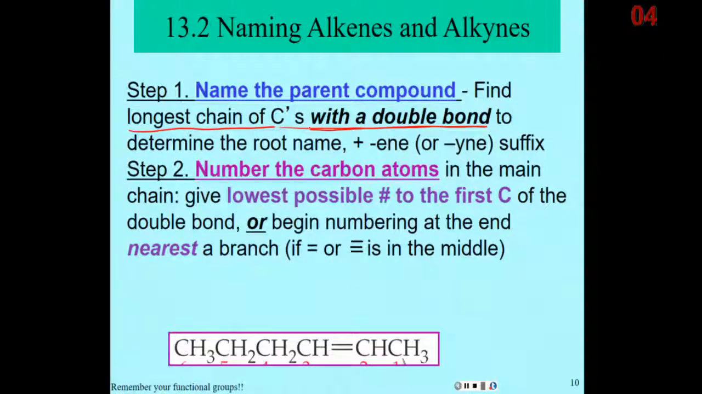There are occasions when you'll find an example that makes you think more than once about which way is the preferred longest chain, but it has to include the double bond if it's an alkene compound being named.